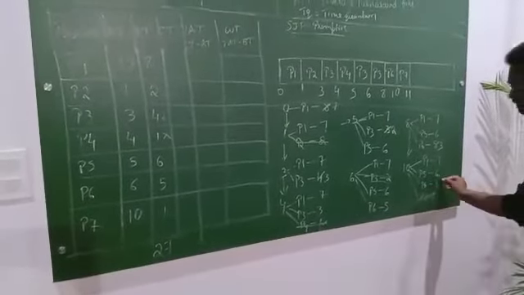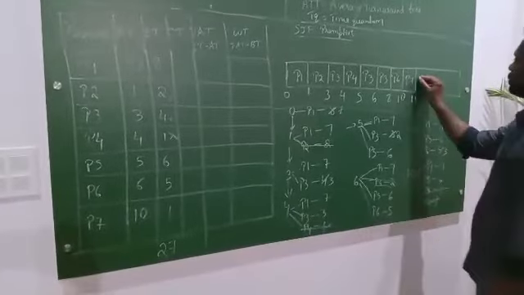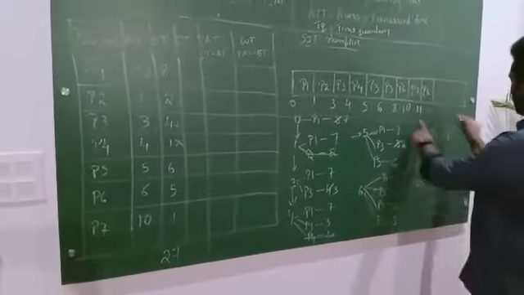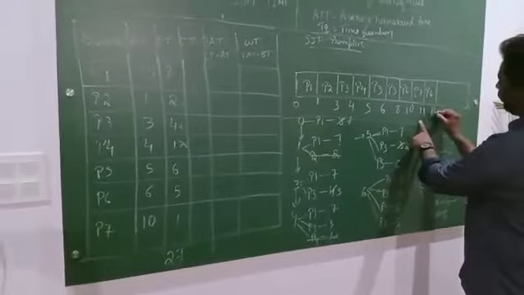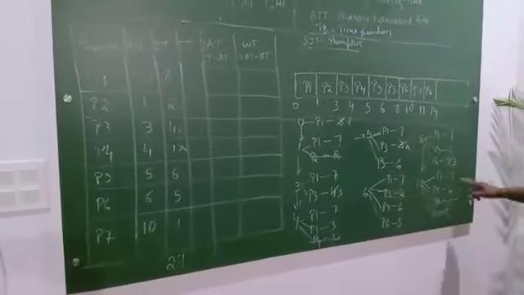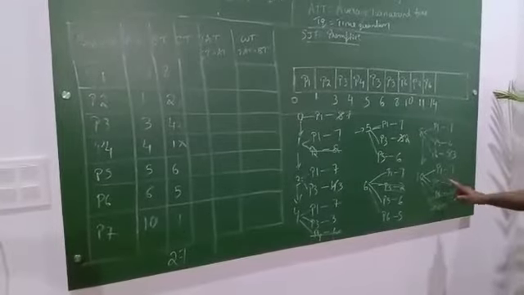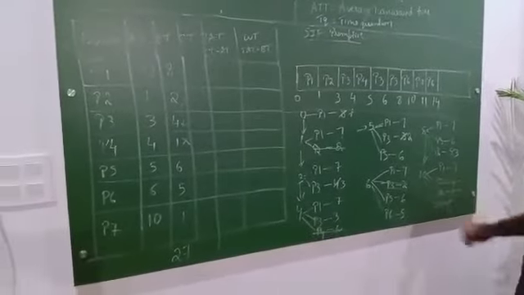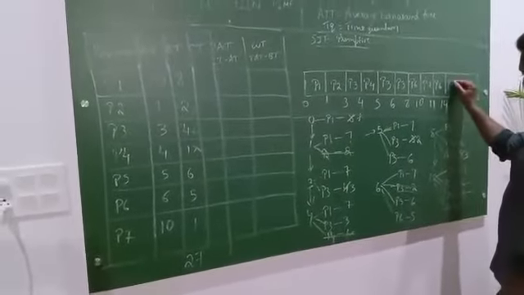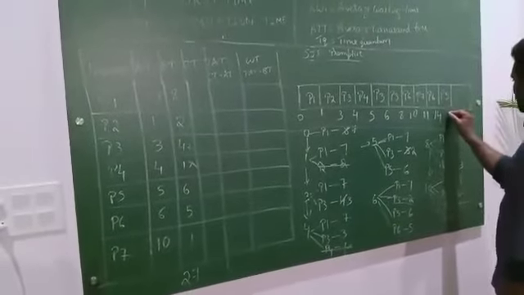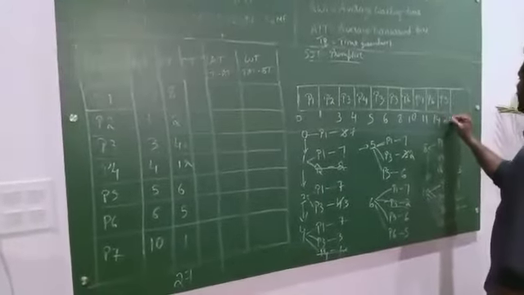Next, which has the shortest time? Your P6, with 3 seconds. So P6 executes for 3 seconds, and 11 plus 3 becomes 14 seconds. Done. Only 2 processes are left, P5 and P1. Which has the shortest time? P5 will execute for 6 seconds, so 14 plus 6 is 20.